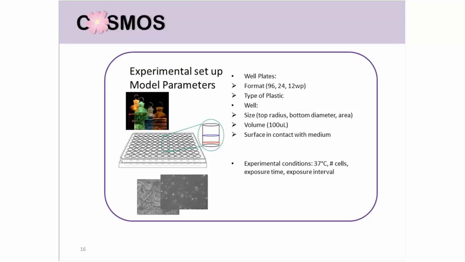Finally, the model also takes into account some laboratory setup information, such as the format of your well. It can be 96 to 24 because, of course, the higher the number, the smaller the size of the well. So you have to take this into account: the radius and the size of the well, so the top radius, the bottom diameter, and the area. How much volume are you inputting in your well? The surface of the medium which is in contact with the medium, and the type of plastic.